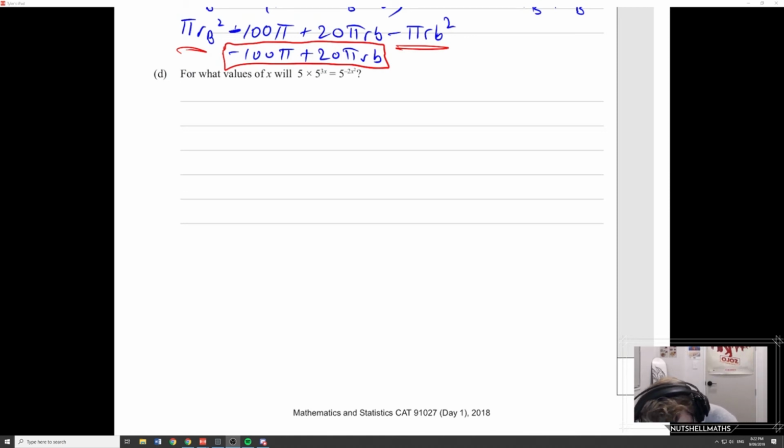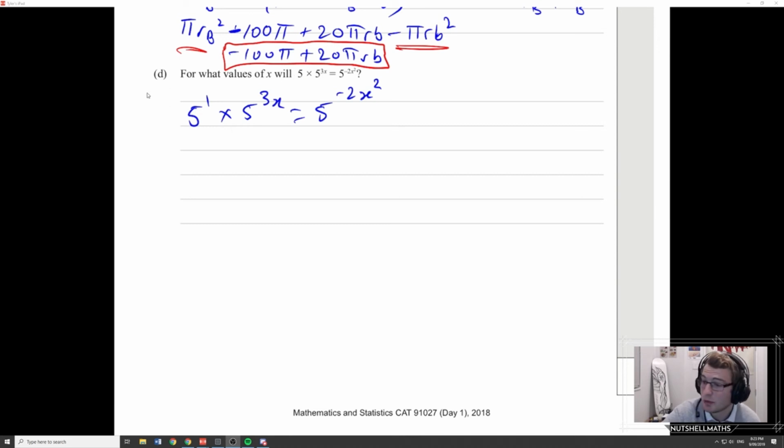Okay. 5 times 5 to the 3x equals 5 to the minus 2x squared. Everything is the same base already. We're looking good. If everything is the same base, we can use our power rules. Let me just write something very quickly. 5 to the 1 times 5 to the 3x is 5 to the minus 2x squared. I've written this 5 to the 1 because that's what it is. It's not 5 to the 0. 5 to the 0 is 1.